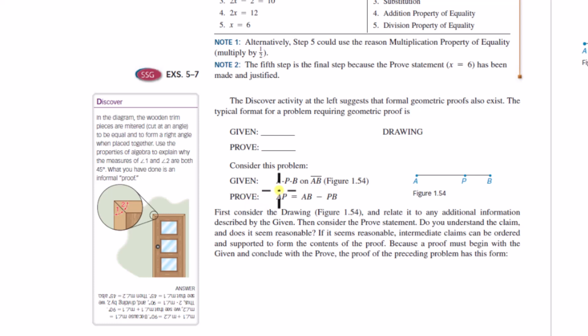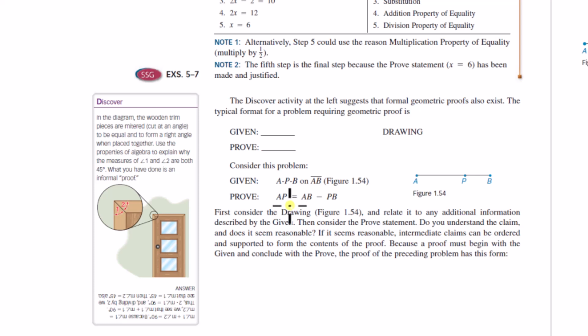Given that A, P, and B are collinear points with P between A and B on segment AB, shown here, prove that AP is equal to AB minus PB. First consider the drawing, this drawing, and relate it to any additional information described by the given. Then consider the prove statement. Do you understand the claim and does it seem reasonable?